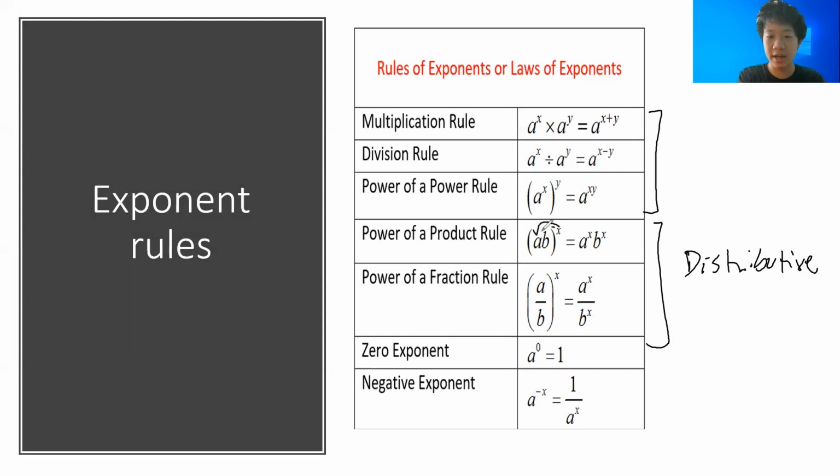This x can go to a, this x can go to b, and then you have a to the x times b to the x. Same thing for here: the x goes to the a, goes to the b, a to the x, b to the x. Okay? So these two rules are just the distributive property. And then we have the zero rule. This is basically just memorization. Anything to the 0th power is going to equal 1.